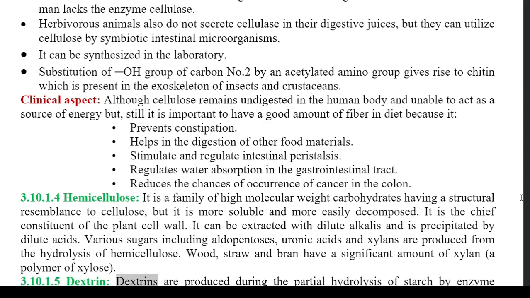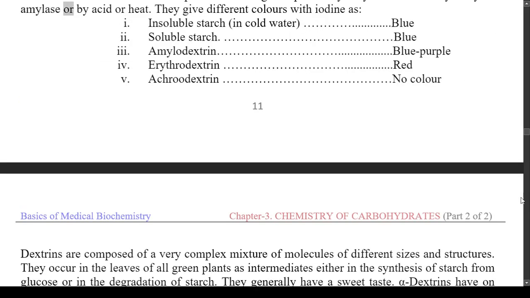3.10.1.5 Dextrin. Dextrins are produced during the partial hydrolysis of starch by enzyme amylase or by acid or heat. They give different colors with iodine: insoluble starch in cold water, blue; soluble starch, blue; amylodextrin, blue-purple; erythrodextrin, red; acrodextrin, no color.